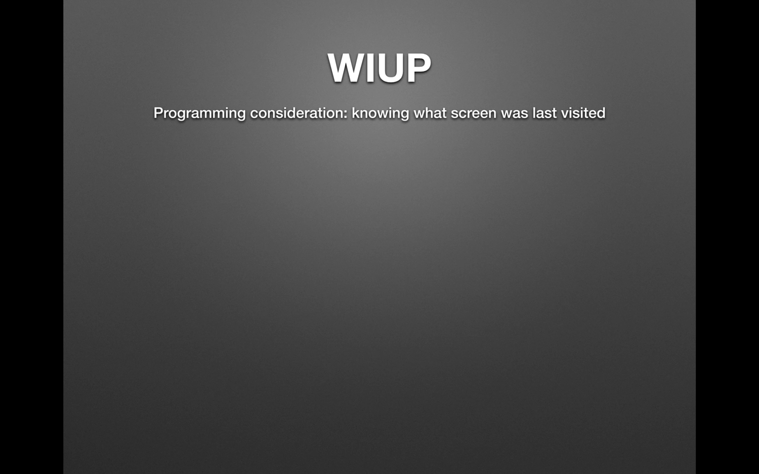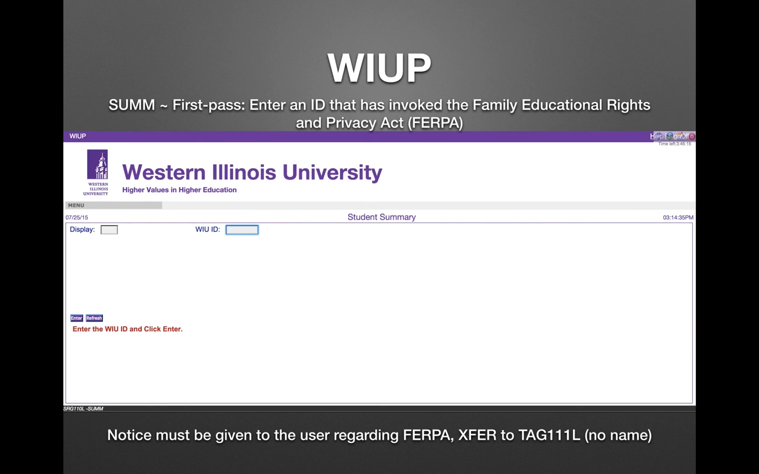Some considerations when programming for CICS is having to know what screen was last visited. For example, on WIUP, when attempting to access the SUMM screen, on the first pass we are given the ability to enter the WIU ID number. For this example, we will enter an ID that has invoked the Family Educational Rights and Privacy Act, also known as FERPA. When a user attempts to access a student's record who has invoked FERPA, for the first time of the session, the user will be transferred to tag 111L, which does not have a display code.